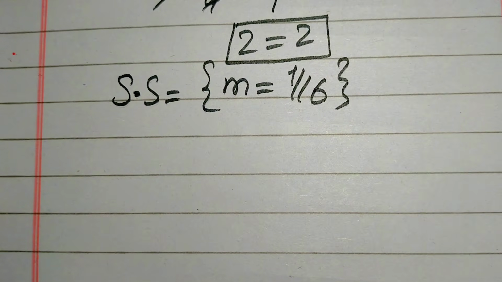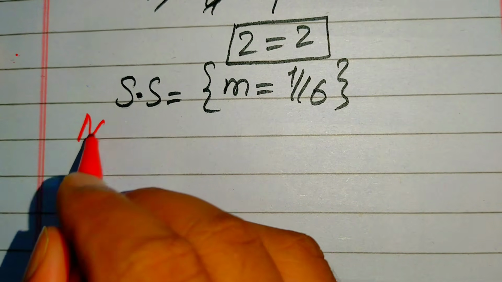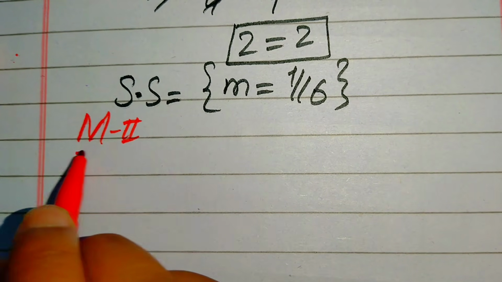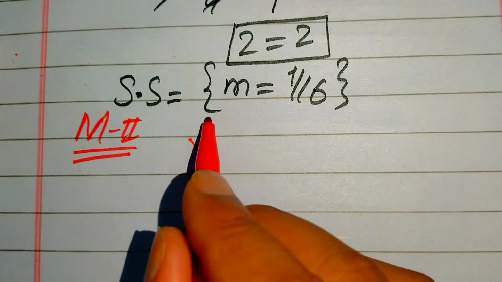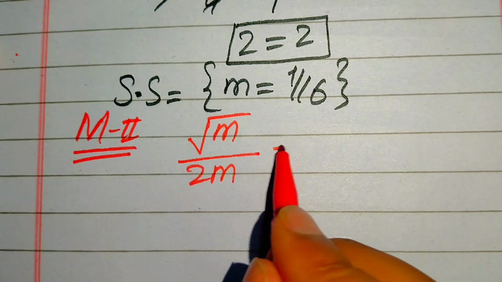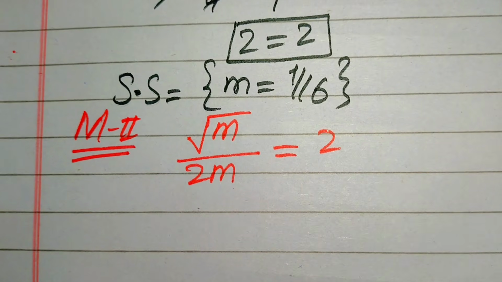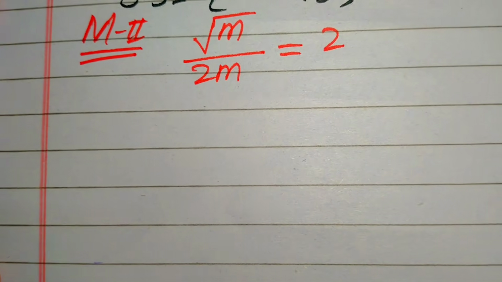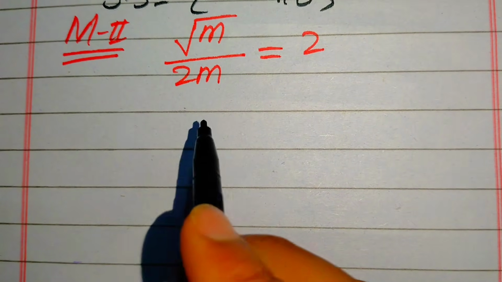So this is our final answer which we get from the first method, and now we again solve this problem by the second method. So for the second method we need to copy down the given question statement. Here it is square root of m divided by 2 times m equals 2. So our second method will be the very straightforward or quick method. Here we quickly determine the solution set of this problem.